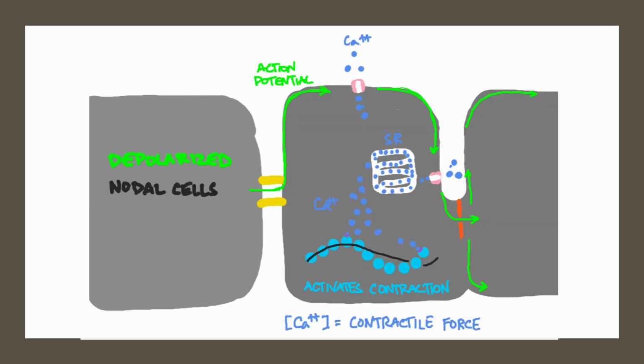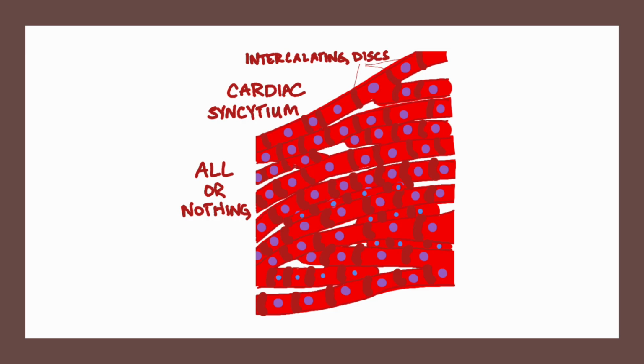The nodal cells and myocardial cells are adjacent. When the nodal cell is depolarized, channels depolarize the adjacent cells, including other nodal cells and myocardial cells. That's that ripple effect I was talking about earlier. Depolarization of the myocardial cells triggers the calcium channels to open and calcium to flood in. Calcium activates cell contraction, and the concentration of calcium in the cell determines the contractile force. Contraction of your heart is an all or nothing phenomenon called cardiac syncytium. The heart contracts as a unit, or it does not contract at all.